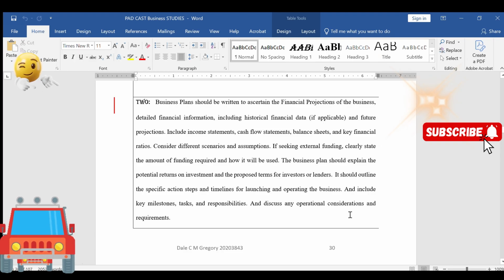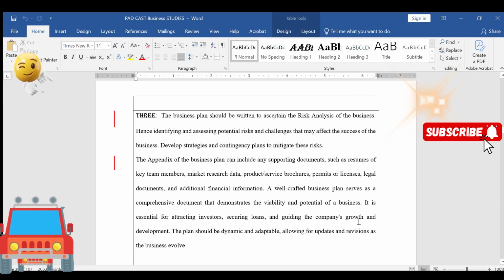It should outline the specific action steps and timeline for launching and operating a business and include key milestones, tasks, and responsibilities, and discuss any operational considerations and requirements.